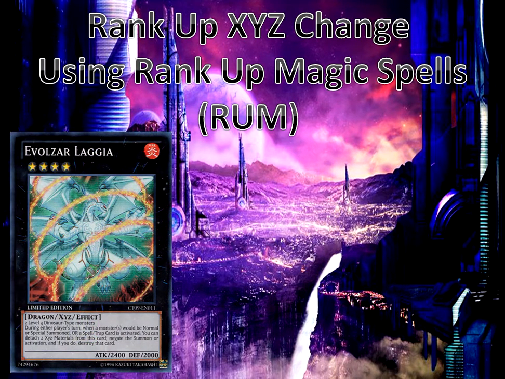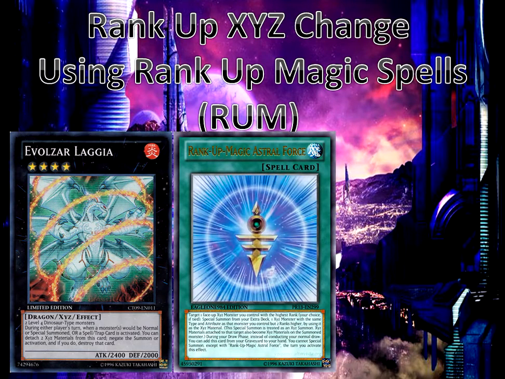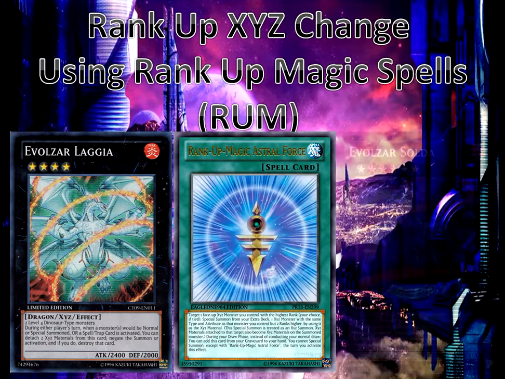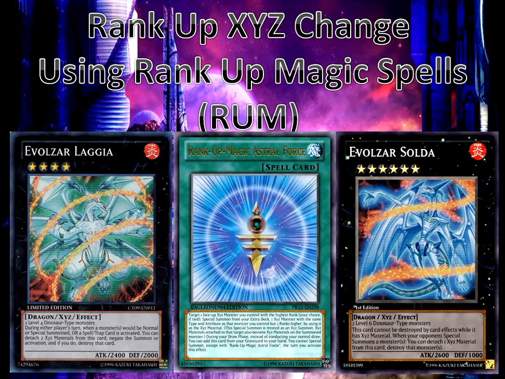Logia is a rank 4 Xyz monster, using the rank up magic Astro Force, which can bring an Xyz monster to 2 ranks higher. Could be Solda right here, which is rank 6, from rank 4 to rank 6, so you could just skip some ranks even. So this card could also be Xyz Summoned using 2 level 6 dinosaur type monsters, but it could be easier just to rank it up from a Logia to a Solda.